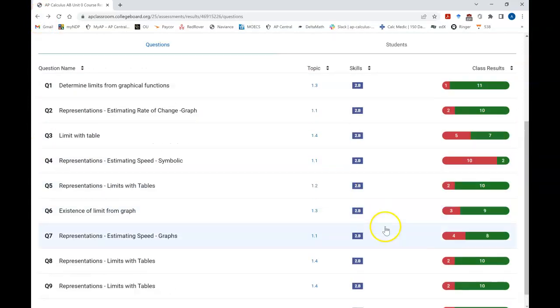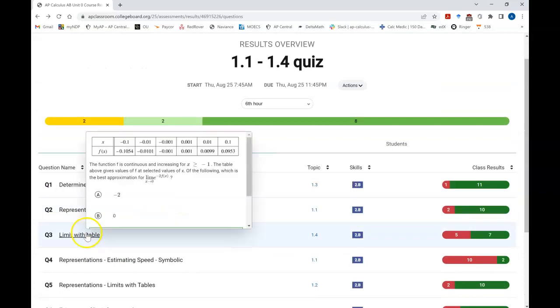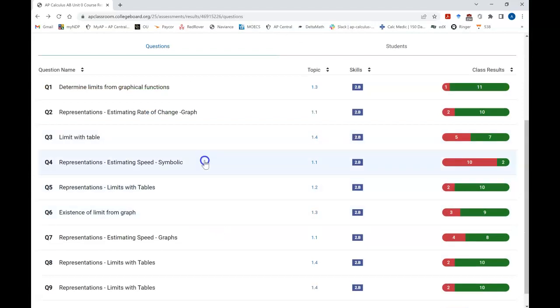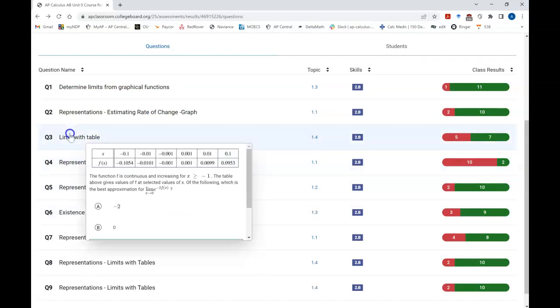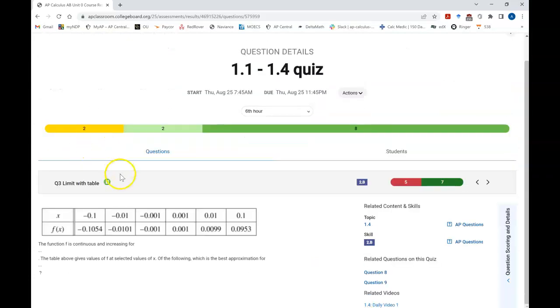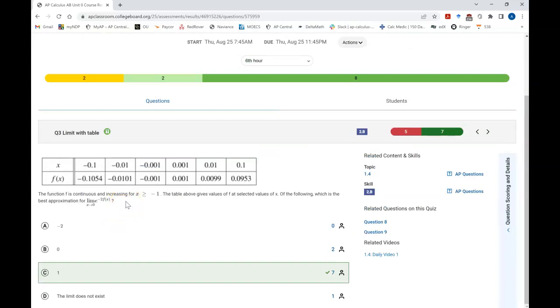And then what other one? Maybe look at this one. A bunch of us missed that one. Okay. It says the function f is continuous and increasing for x ≥ -1. The above table gives the values of f at selected values of x. Which of the following is the best approximation for the limit as x approaches 0 of e to the negative 2 times f of x?